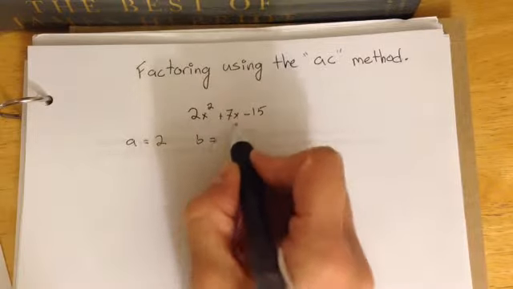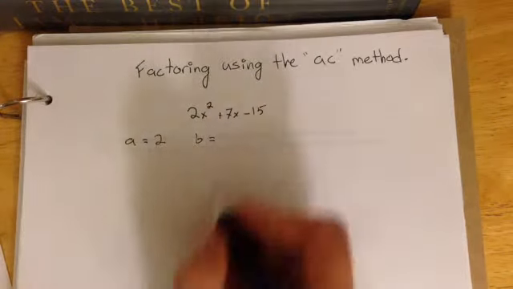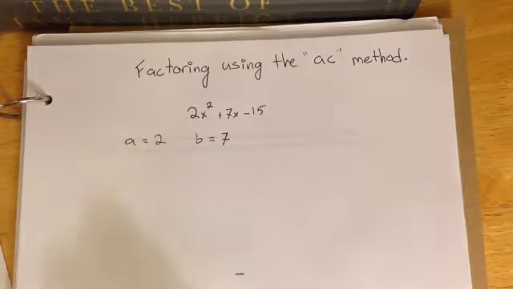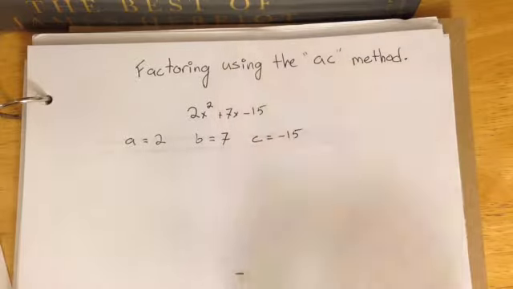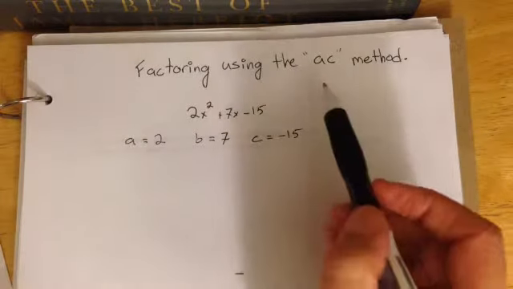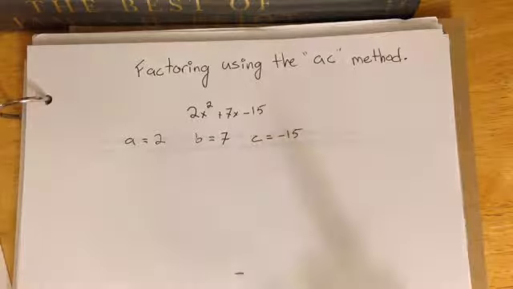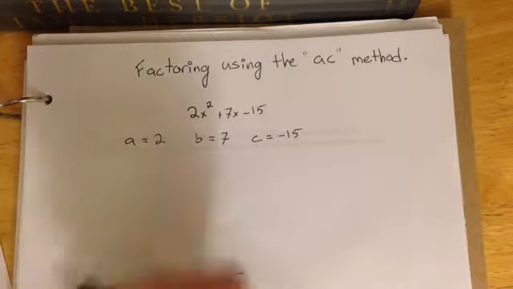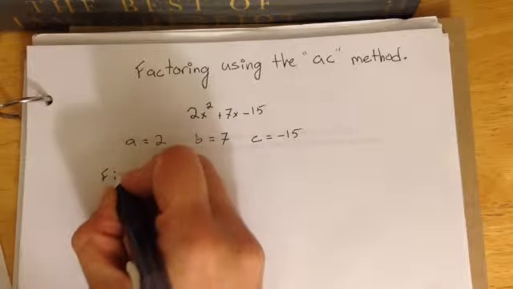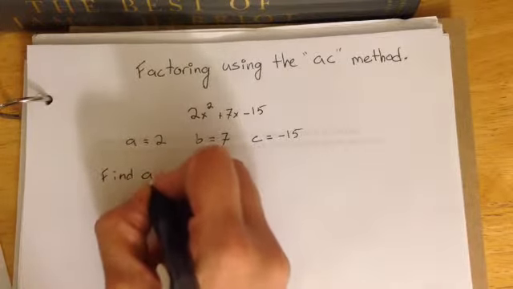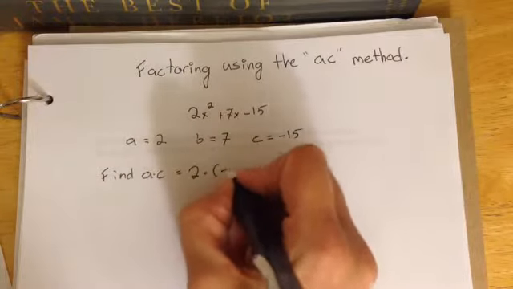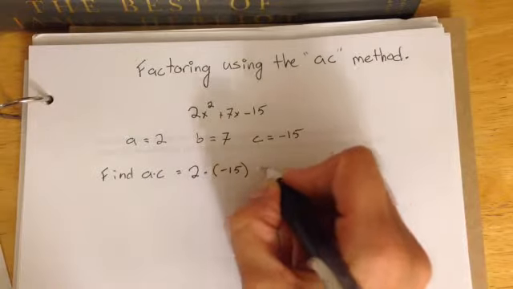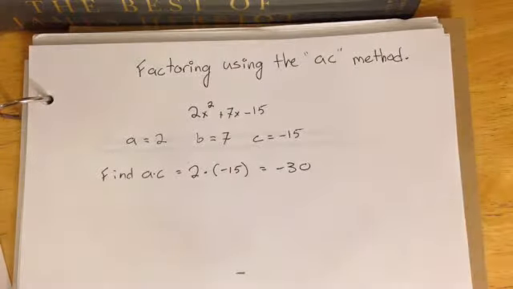B is the coefficient of x. So in our case, B is 7. And C is the constant. So for us, C equals negative 15. Now, as the name A times C method suggests, the next thing we should do is multiply A times C. So for us, that's 2 times negative 15, which is negative 30.